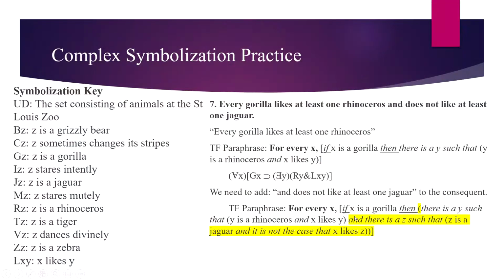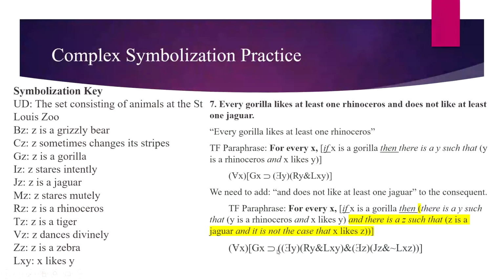Here we have to use a z, right? We need a new variable. And there is a z such that z is a jaguar and it is not the case that X likes z. So for every gorilla, we know that if something is a gorilla, then there is something that's a rhinoceros that X likes, and there is something else that is a jaguar that X does not like. And we get this completed symbolization.